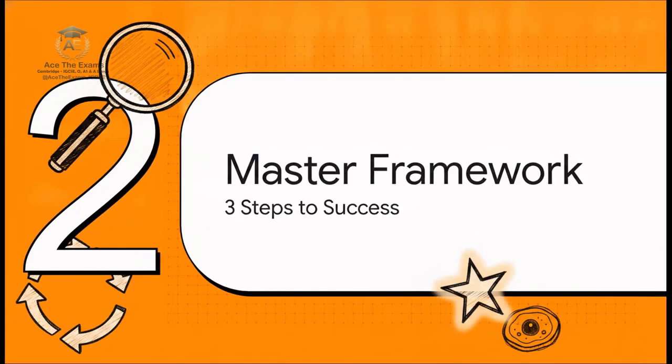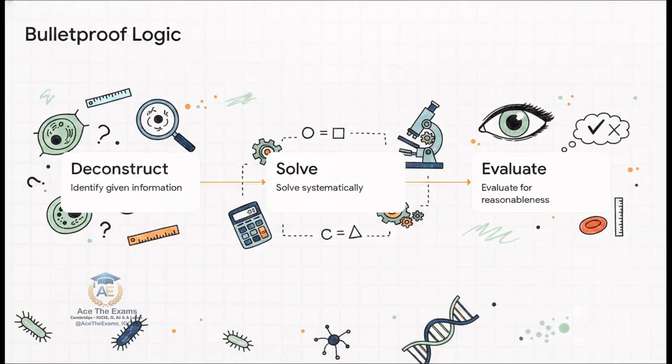Section 2, the Magnification Master Framework. So, how do we actually guarantee we get those method marks? We need a systematic approach that examiners desperately want to see so they can confidently award you those crucial points. Here is the exact step-by-step logic that basically bulletproofs your answers.